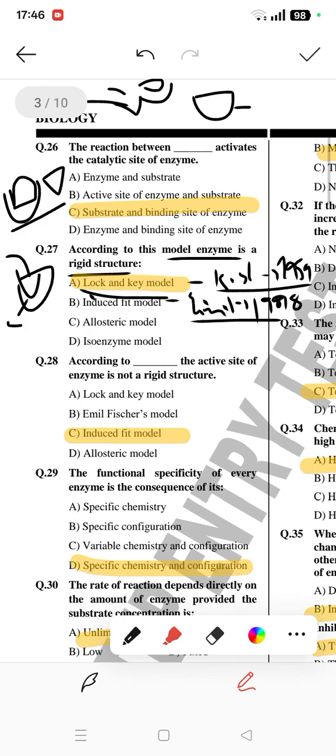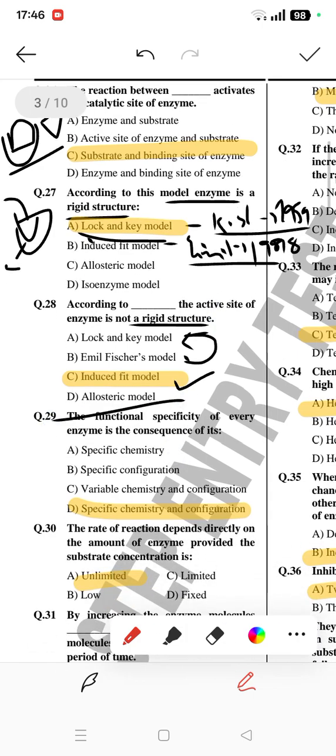Now according to the not-rigid structure, it's the induced fit model, an elastic model, the opposite of lock and key. So the induced fit model is the right option.